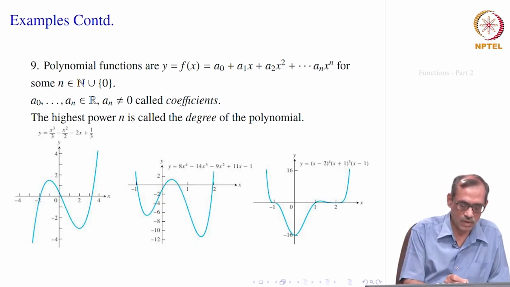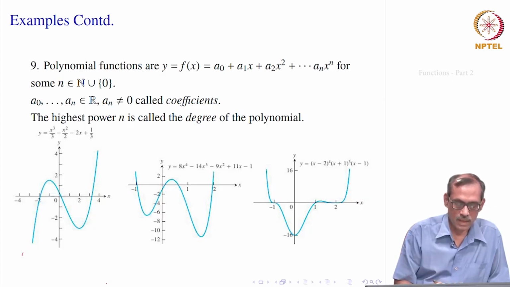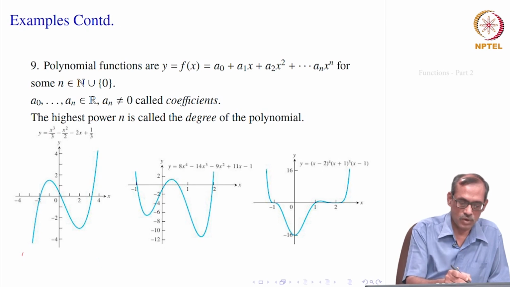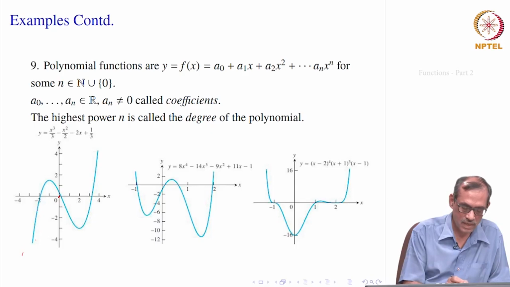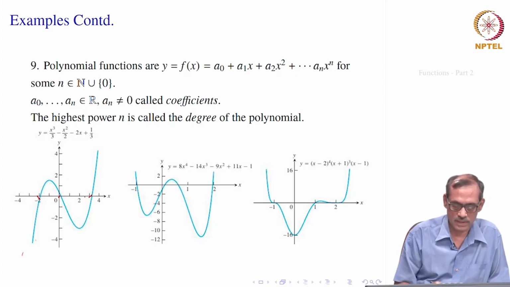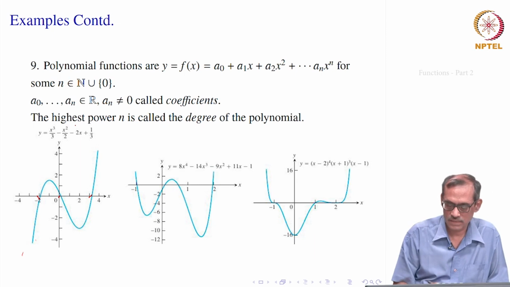So, the first one gives a cubic. A cubic generically looks like this, starts from this way and this way, where the coefficient of x cubed, that is the degree 3, is positive. So, it would look something like this: y equal to x cubed by 3 minus x square by 2 minus 2x plus 1 by 3. If you plot it, it goes like this. It becomes 0 somewhere between 0 and 1, somewhere between minus 2 and 1, close to minus 2, and again between 3 to 4, close to 3. So, you can factor and check it.